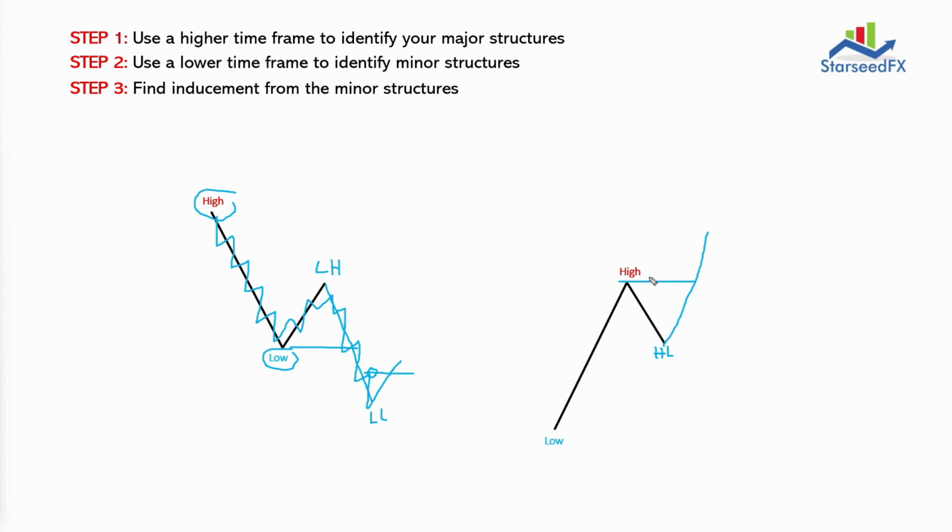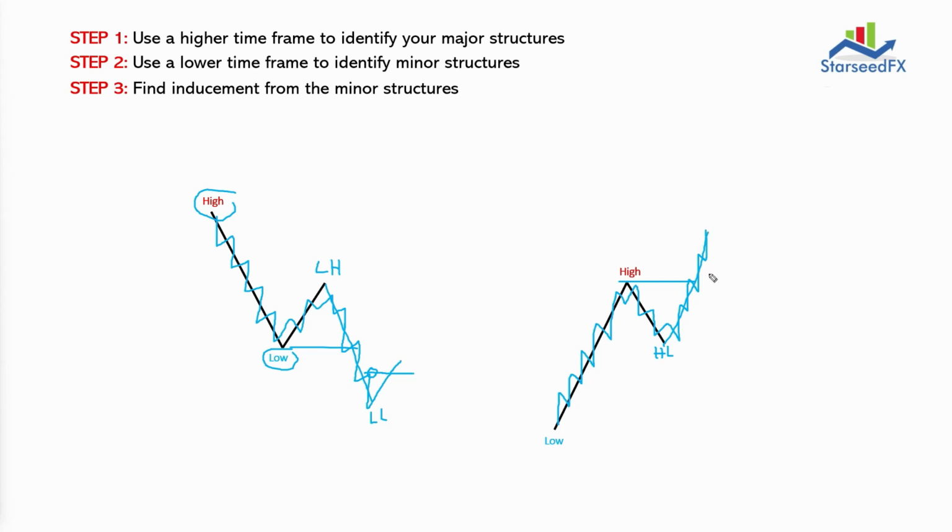Similarly, when looking at the major structure to the upside, a breakout confirms that the previous low has become a higher low. At this point, it's important to identify the swing highs and lows of the minor structure within the range of the major structure. These smaller highs and lows occur within the overall trend.